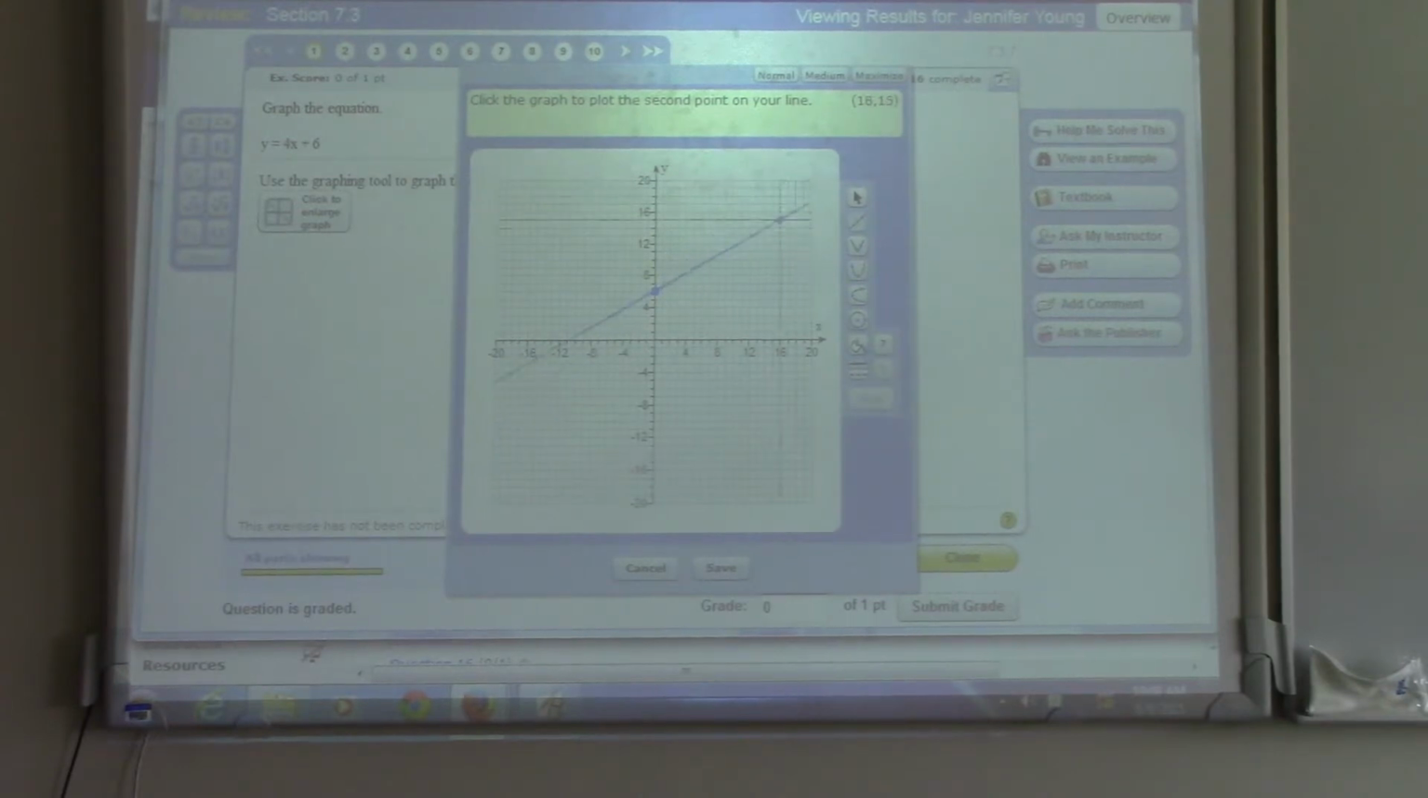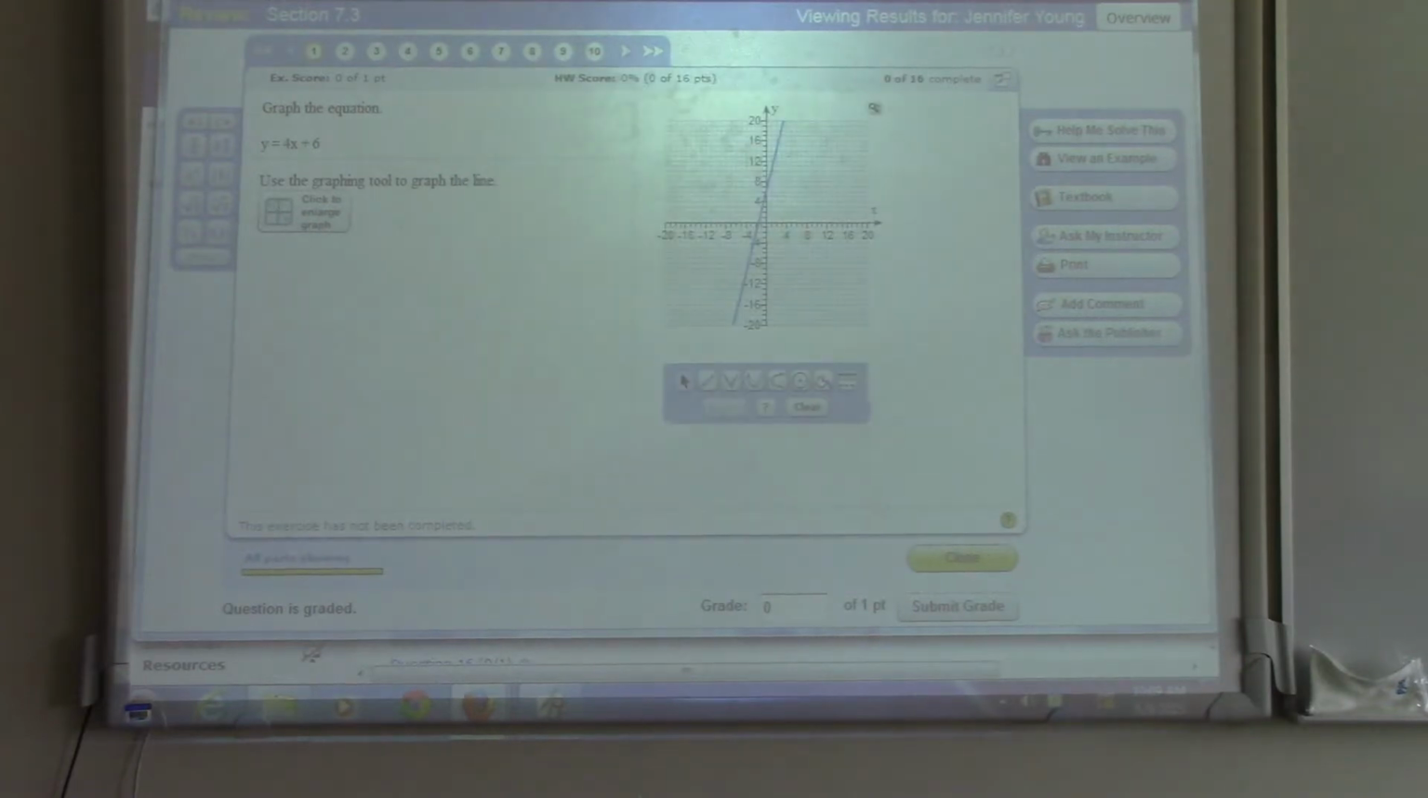Okay. So all you have to do is go up 4 or down 4, whichever one you want to do. I'm going to go down 4. 1, 2, 3, 4, and then over 1, because it's vertical over what? Horizontal. And that's it. And that's how you do it.